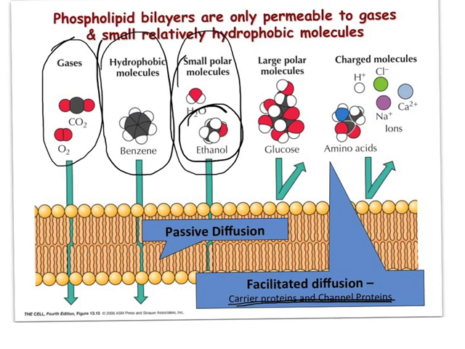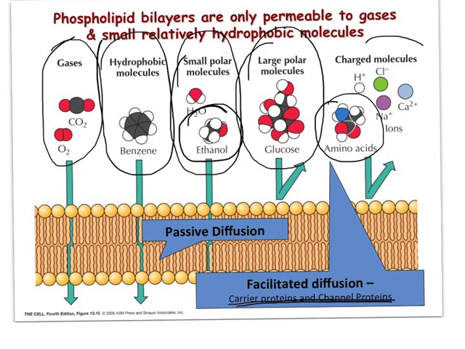Examples of these types of molecules that cannot enter the cell by passive diffusion are glucose and all large polar molecules, amino acids, and charged molecules such as ions. These molecules enter the cell by facilitated diffusion, which requires the presence of either carrier proteins or channel proteins.